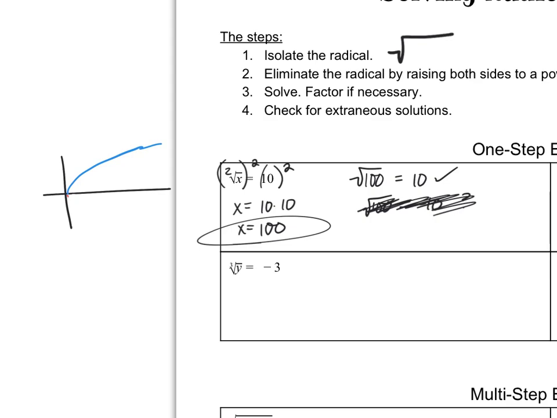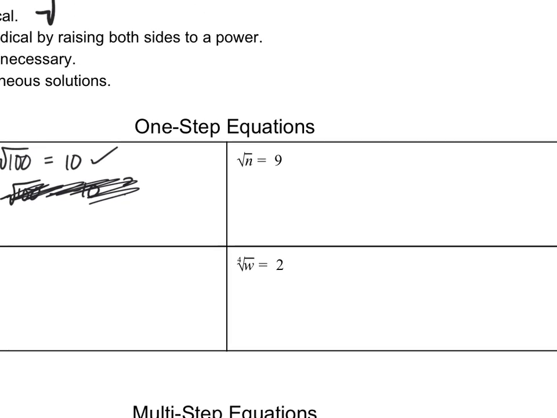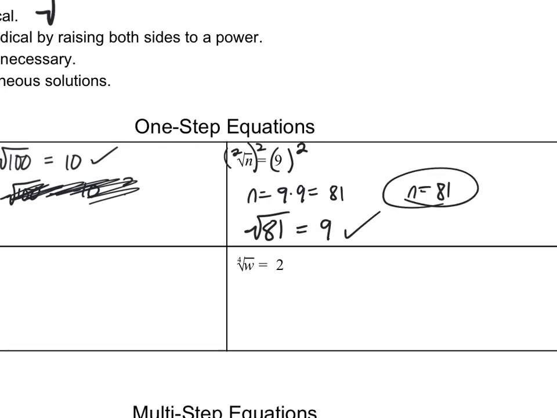Let's look at another square root over here. The square root of n is equal to 9. Again, my index is 2, which tells me that I'm going to be raising both sides of my equation to the power of 2. So in this case, I get n equals 9 times 9, which is 81. Is the square root of 81 equal to 9? Yes, it is. So I know that 81 is my answer.